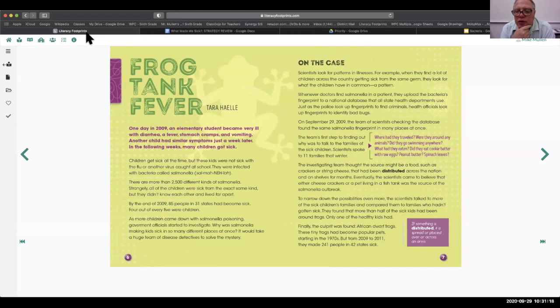On September 29th, 2009, the team of scientists checking the database found the same salmonella fingerprints in many places at once.